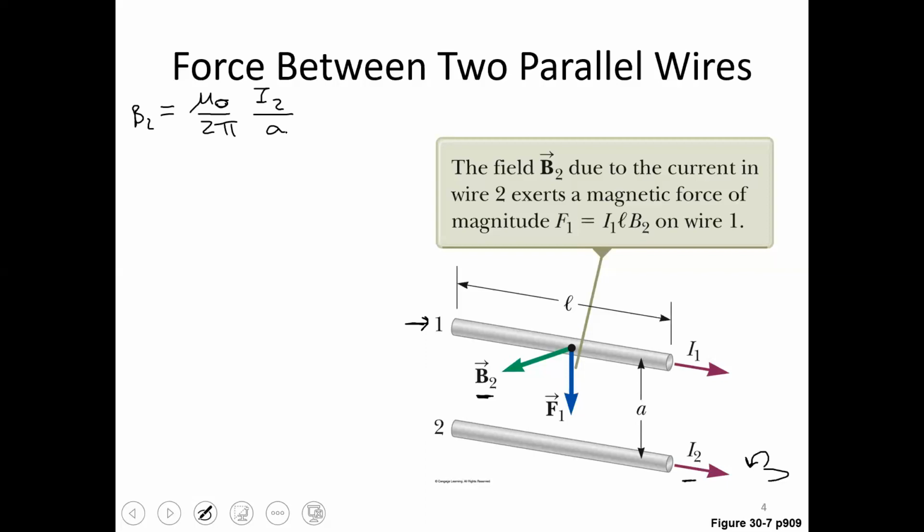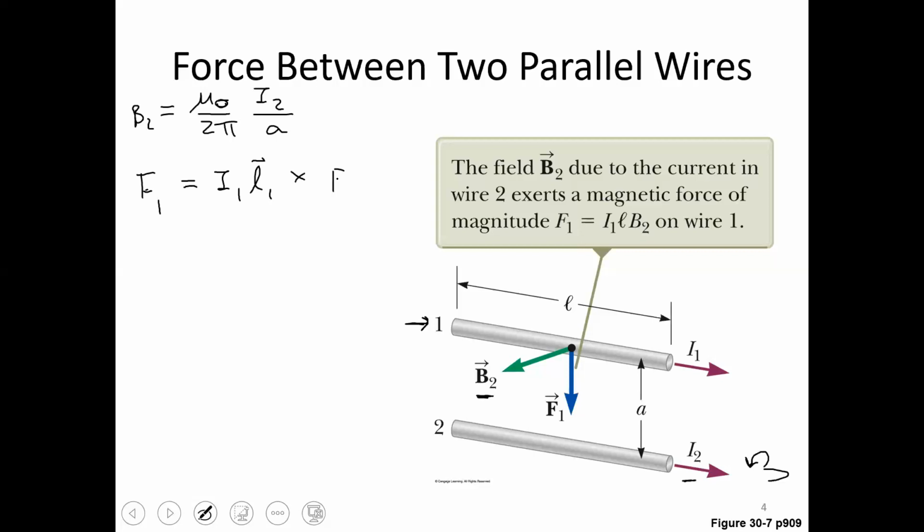Okay, so from the last chapter, we know that if wire number 1 has a current I1, and it's sitting in this external field we'll call B2, it's going to feel a force. So we'll call it the force on wire number 1. And that force is going to be on the current in wire number 1 and along whatever length of wire number 1 sits in this magnetic field.